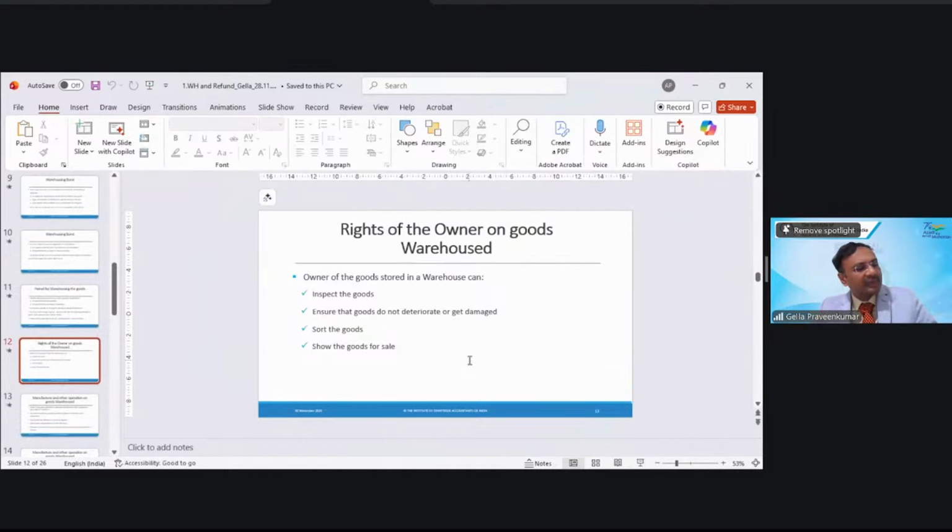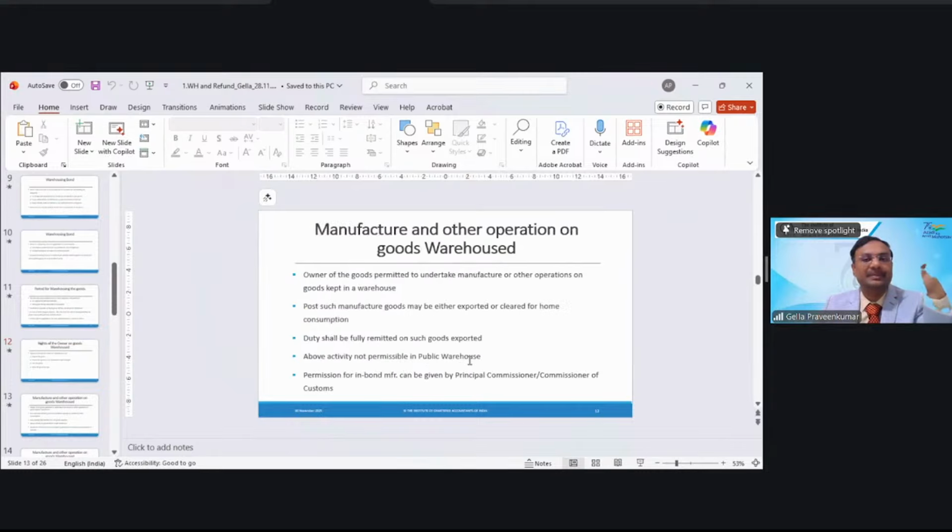As the owner of the goods which have been warehoused, I can do the inspection. I can ensure that goods are stored in a proper manner without any deterioration or damage. I can sort these goods. I can showcase these goods to any of my potential customers.